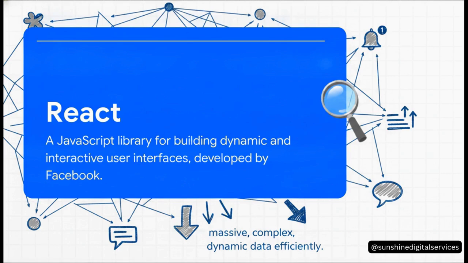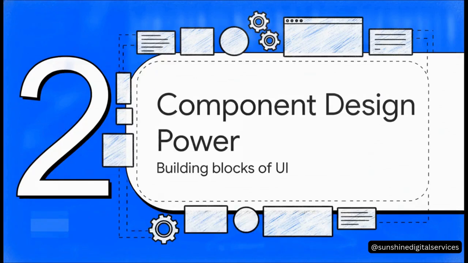Using traditional methods meant every tiny data change triggered these cascading, super expensive updates to the document object model, or DOM. It caused massive performance bottlenecks and glitchy UIs. So React was born out of absolute necessity. They literally had to invent it to handle all this dynamic data efficiently and separate the complex UI from the underlying business logic. Moving right along to part 2, the power of component design.